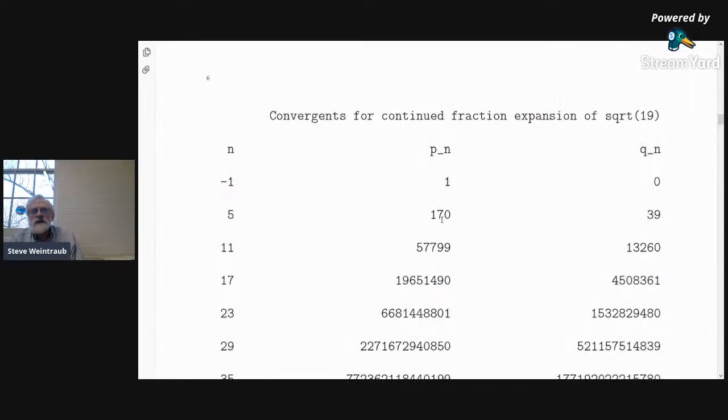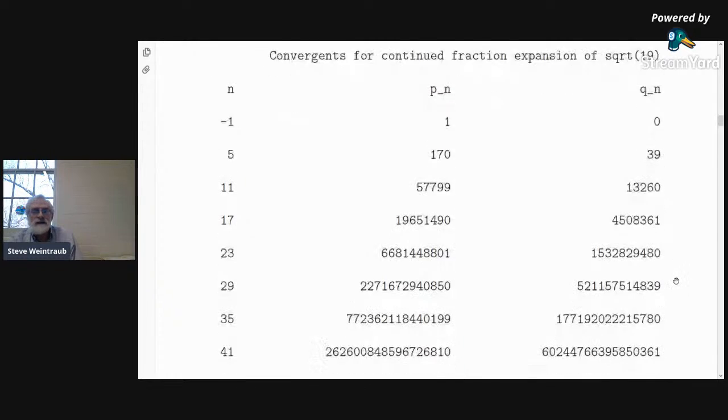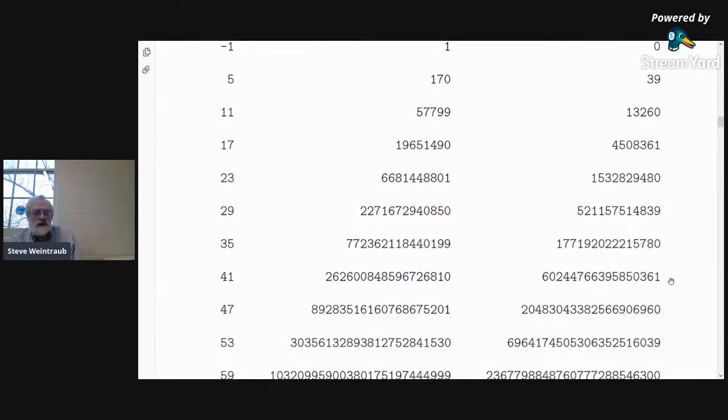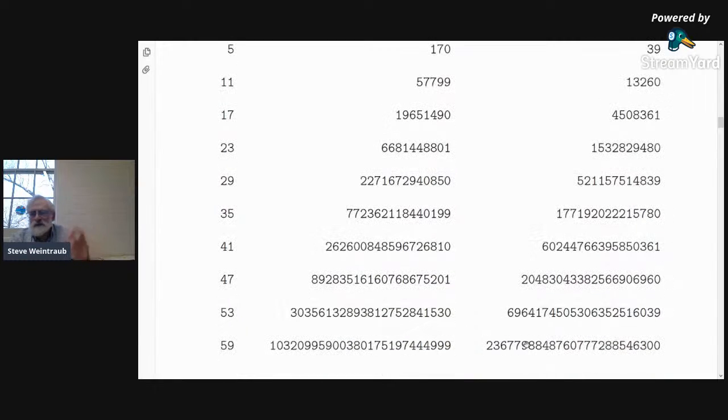We get 170 squared minus 19 times 39 squared is equal to 1. 57799 squared minus 19 times 13260 squared is equal to 1. 19651490 squared minus 19 times 4508361 squared is equal to 1, etc. We get infinitely many solutions to Pell's equation, and I just wrote a bunch out. Numbers get big, but it's really true that this huge number squared minus 19 times this huge number squared is equal to 1.